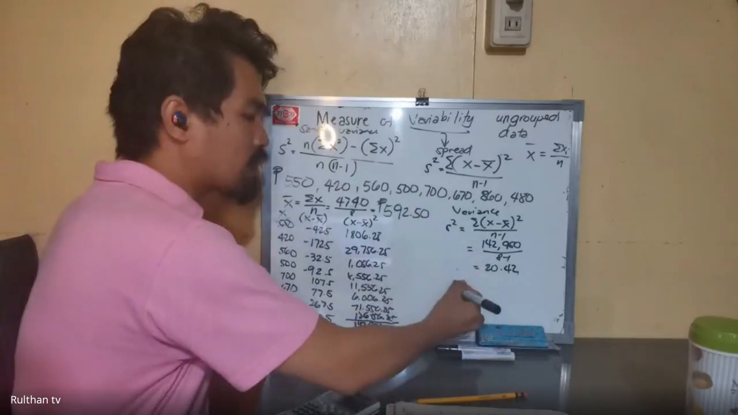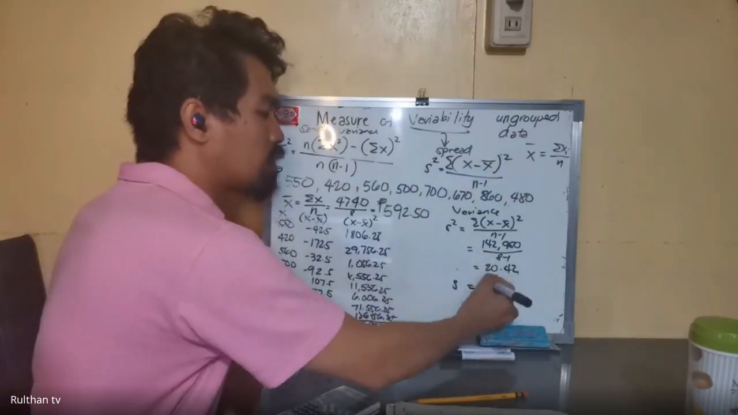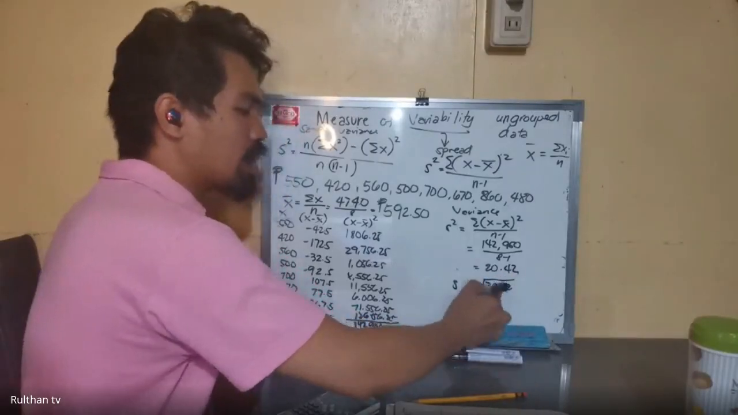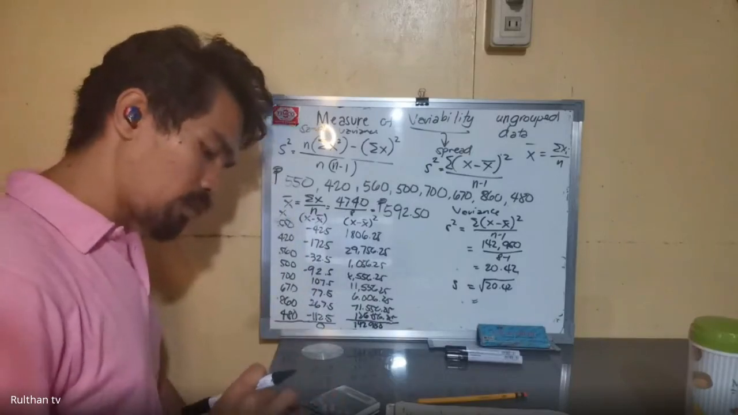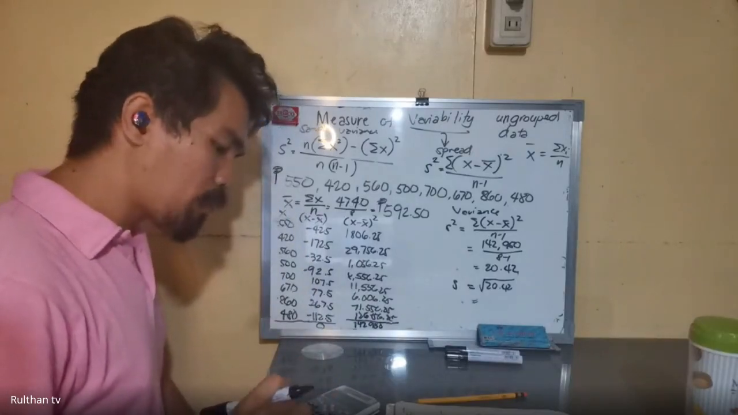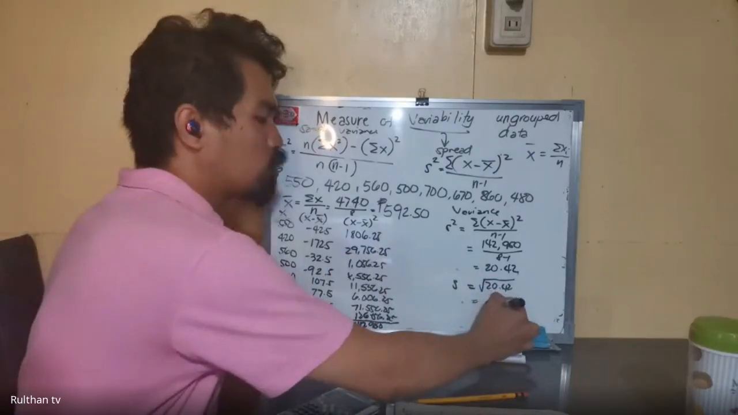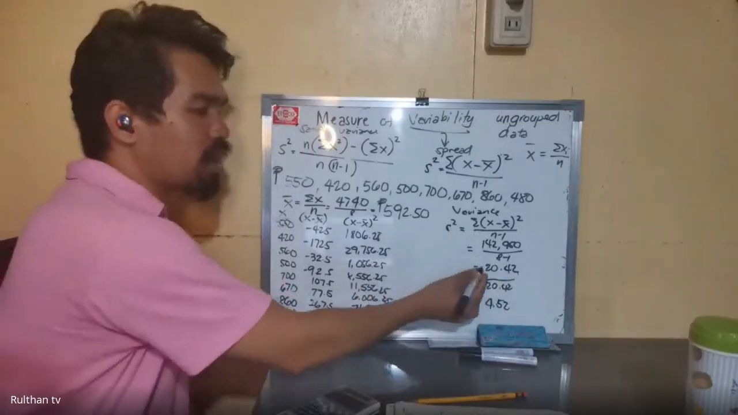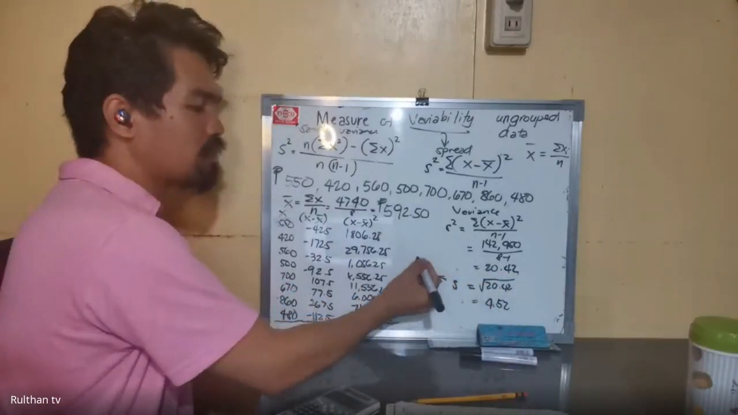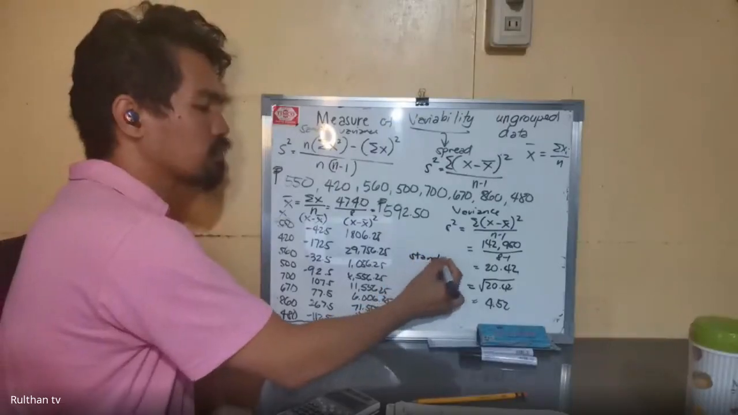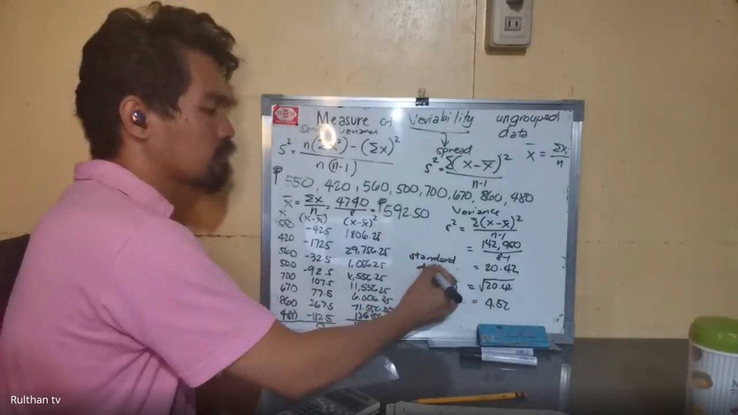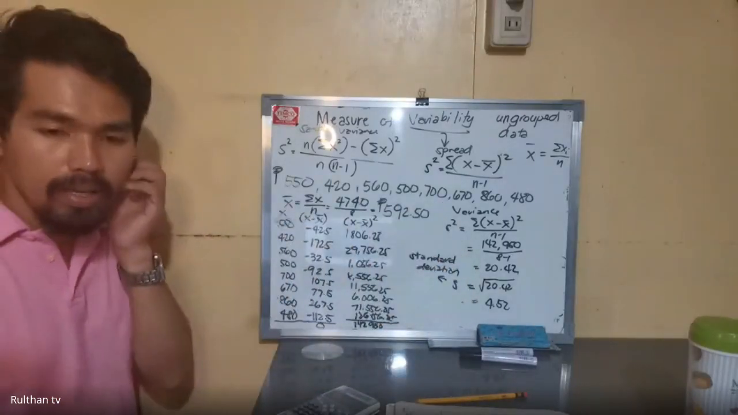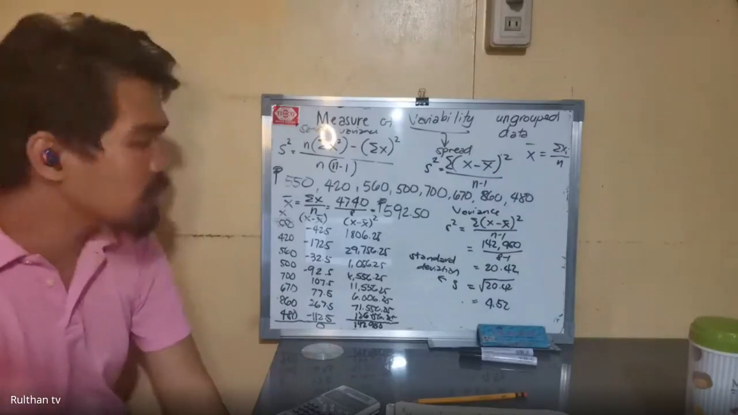And then let's get the standard deviation, that is the square root of 20.42. Our answer is 4.52 rounded to two decimal places. Okay, this is our variance, and this is our standard deviation. Do you have the same answer as you tried it also on your end?